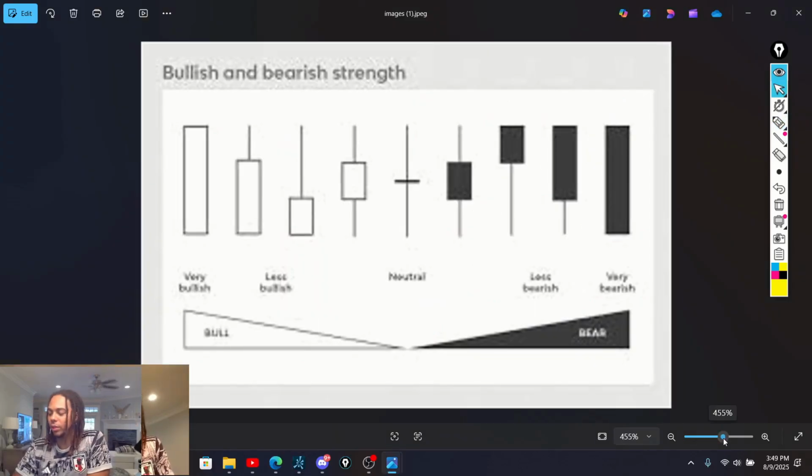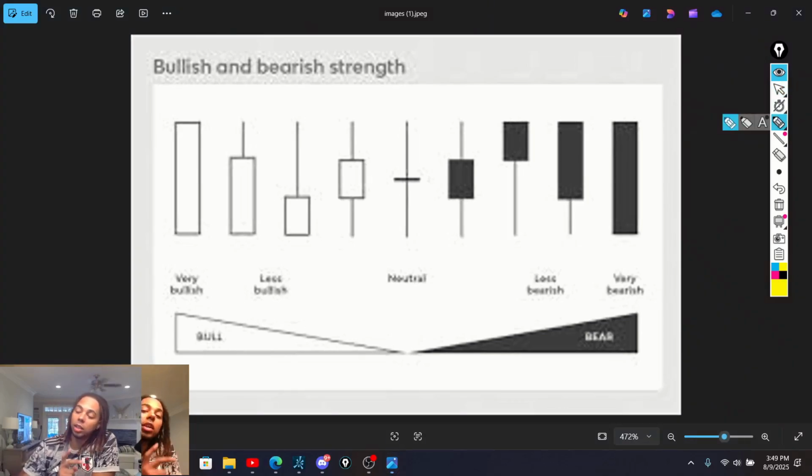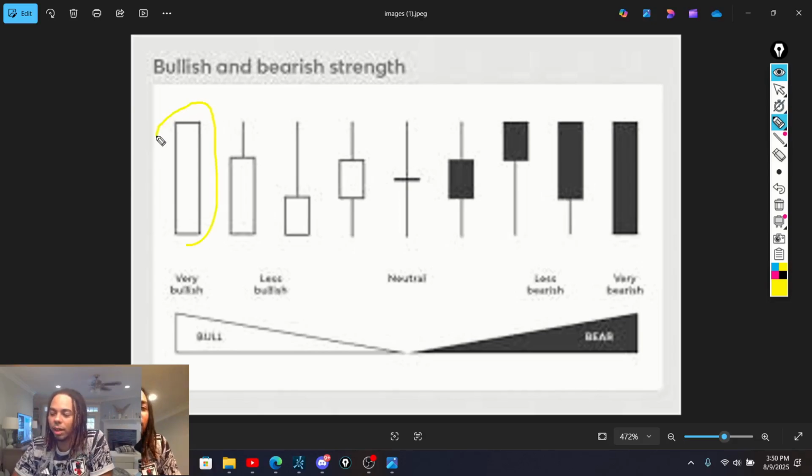All right, here's our next photo. So basically, what I want you to take away from this image is there are four candles that I really, really love to start my plays and finish my plays, right? So I like to start my plays when I see four types of candles. Here's one of them. I just put up five. My bad. There's one of them. That's one candle I like to see. Here's another candle I like to see. Here's another candle I like to see. And here is another candle I like to see.